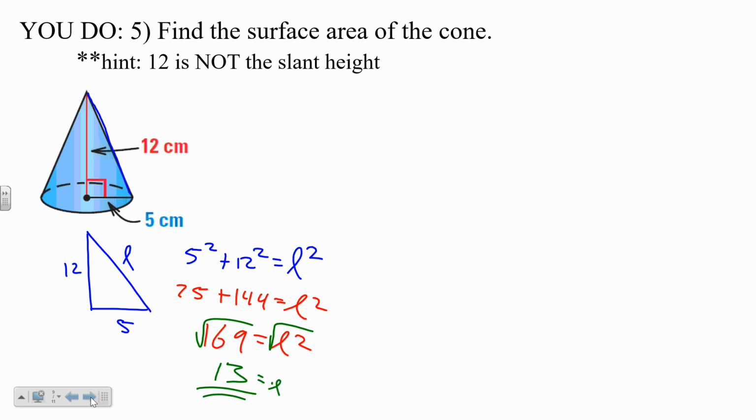Now we can plug it into our formula. So we have pi times my radius is 5 squared plus pi times my radius times my slant height.